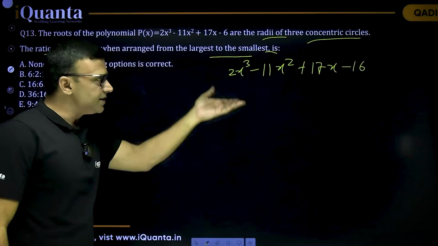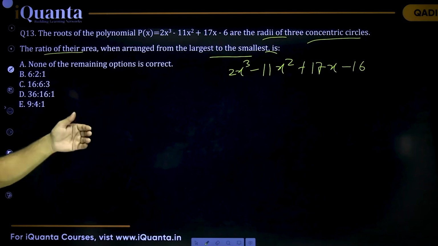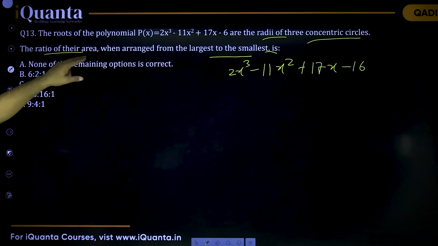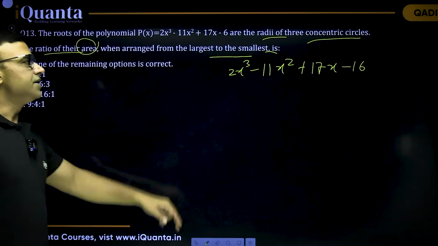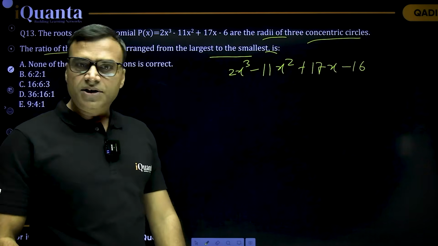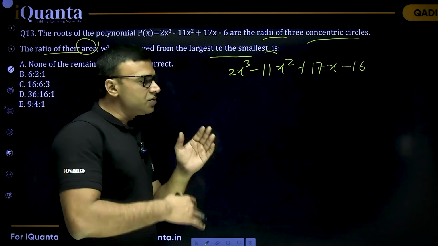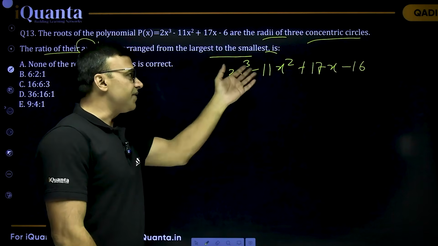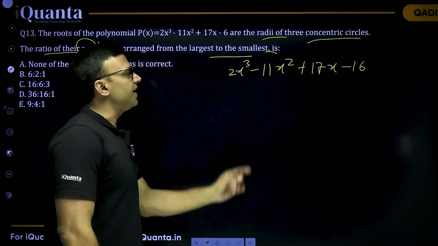So what we need to find is the ratio of radii. If I am able to find the ratio of radii, squaring it will give us the ratio of area, because circle area is pi r square, pi is constant. So ratio of area will be equal to square of ratio of radii. So first let's find the radii. For that, find the roots of this.